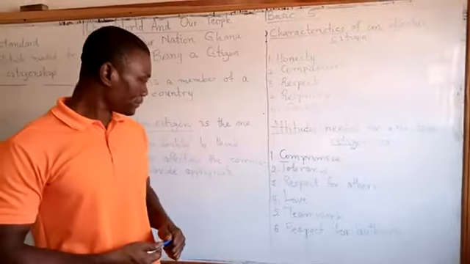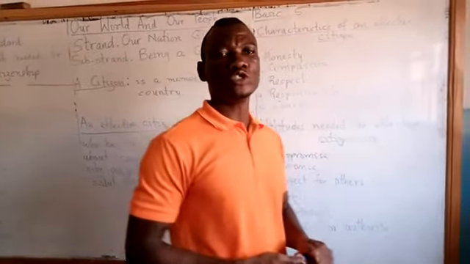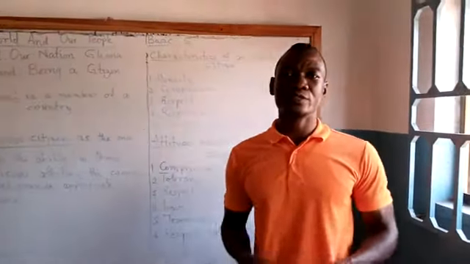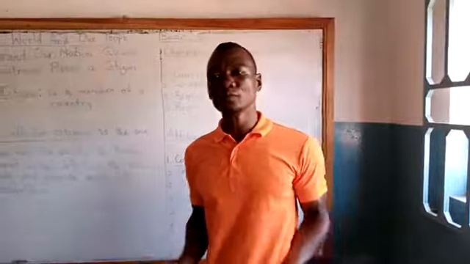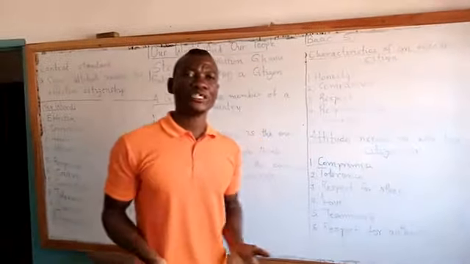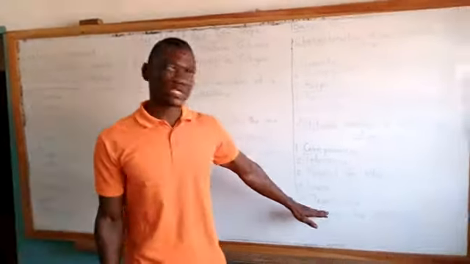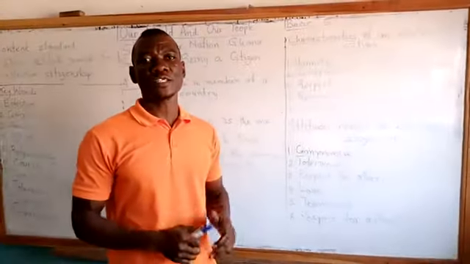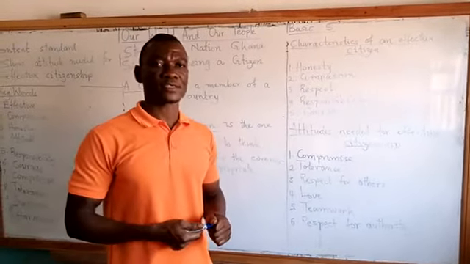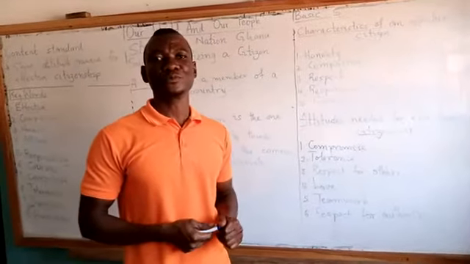Then finally, we have respect for authority. We should endeavor to obey the rules and the regulations that we have at school, that we have at home, in church, or wherever we find ourselves. By so doing, we are showing respect to the authority, because it is the authorities that set these rules and regulations for us. And I hope these attitudes can be found in you.